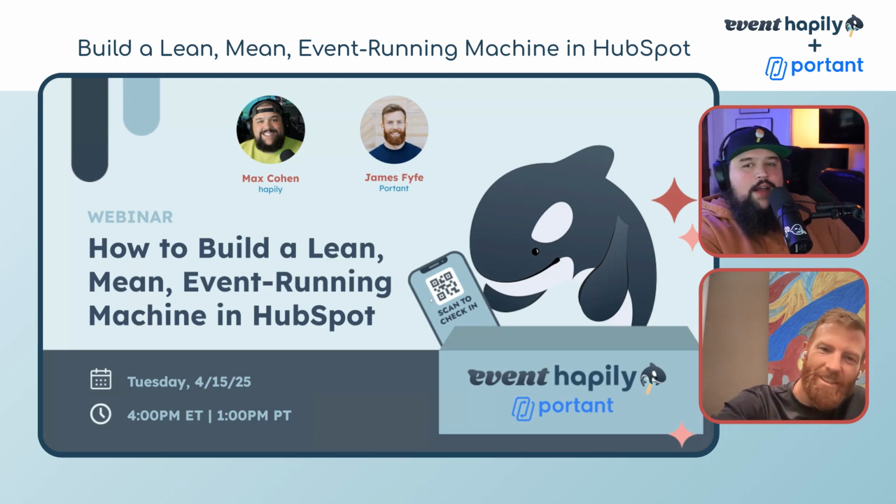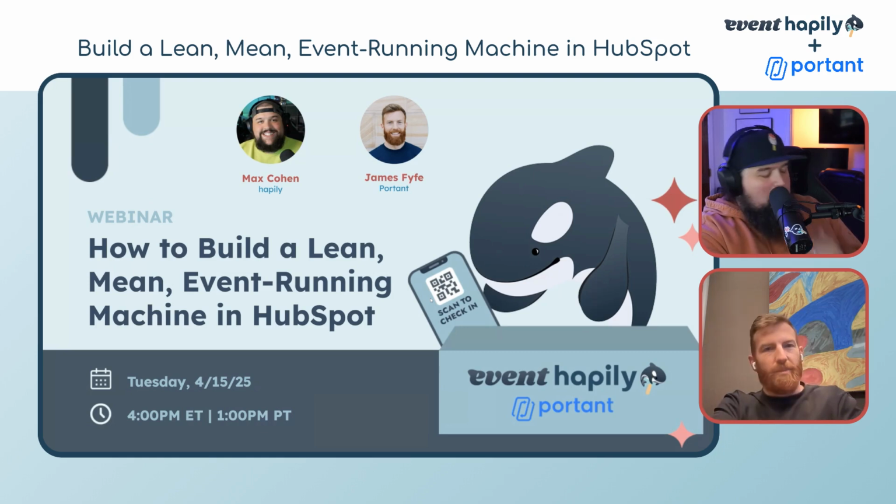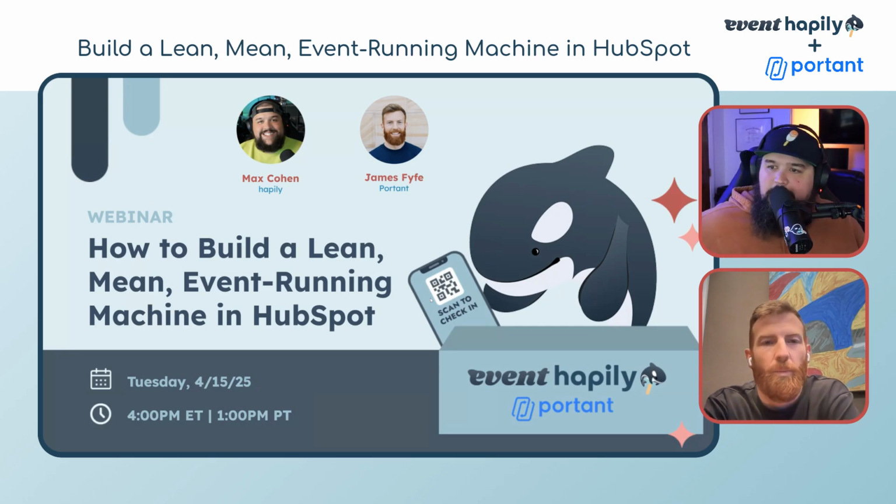We're going to be talking about how to build a lean, mean, event running machine inside of HubSpot. All right. It's going to be a little bit of a different angle. Okay. And I'm going to talk about that in a second. We're not just going to be talking about Event Hapily.